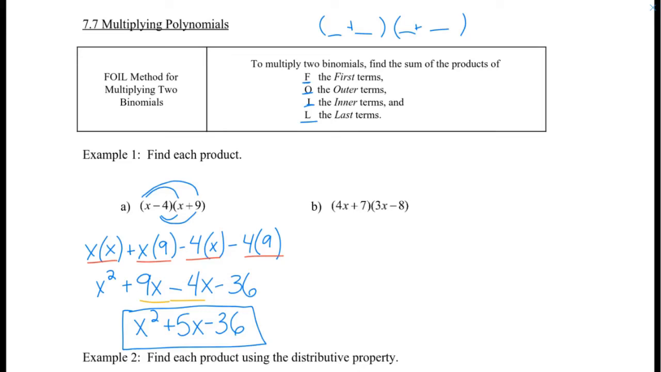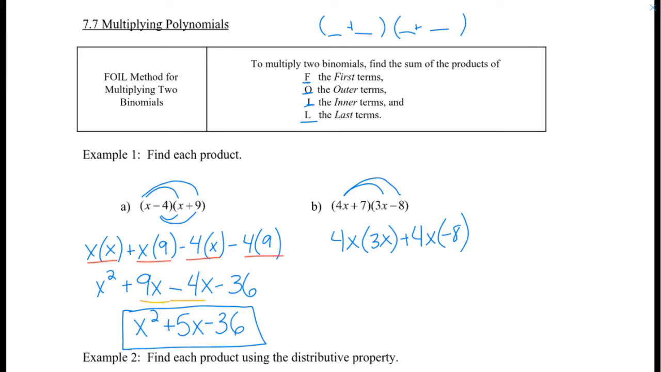Let's take a look at another very similar example here in B. Again, you're going to use FOIL, or in other words, we're just going to distribute the first term and then distribute the second term of that first binomial. So 4x is going to get distributed to the 3x and to the -8. So we have 4x times 3x, and then we have 4x times -8.